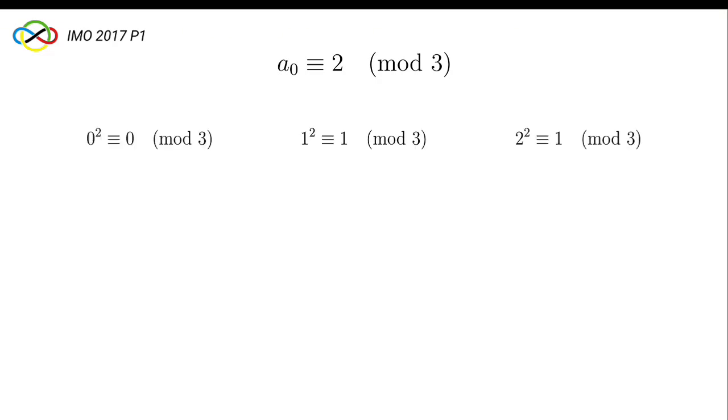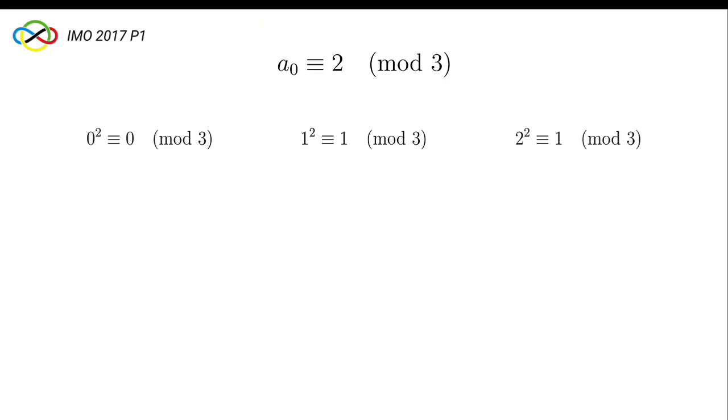If we take a look at the squares mod 3, every number is 0, 1, or 2 mod 3. Well, 0 squared is 0 mod 3, 1 squared is 1 mod 3, and 2 squared is 1 mod 3. So as you'll notice, there's no square that is 2 mod 3.